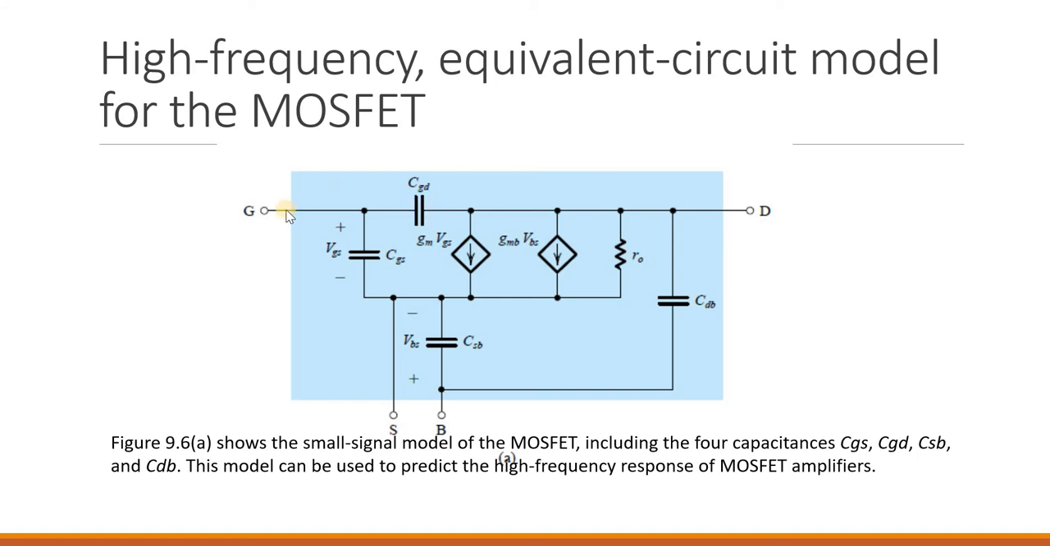CGD, we have a capacitance between gate and drain, and gate to source there is a capacitance, and between gate and source we are applying the input, that is VGS, and this is the body, the 4th terminal. Between drain and body you have a capacitance CDB, and between the source and the body you have a capacitance CSB. And this is your small signal model, GM into VGS and GMB VBS, and this is the output resistance of the MOSFET, R0.